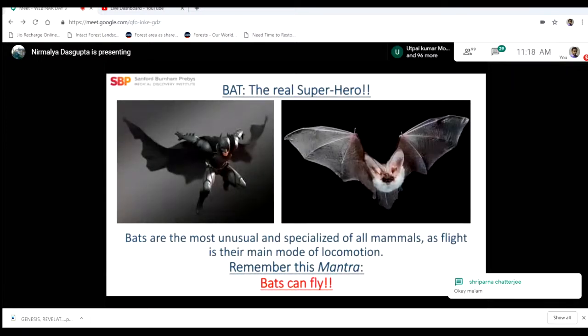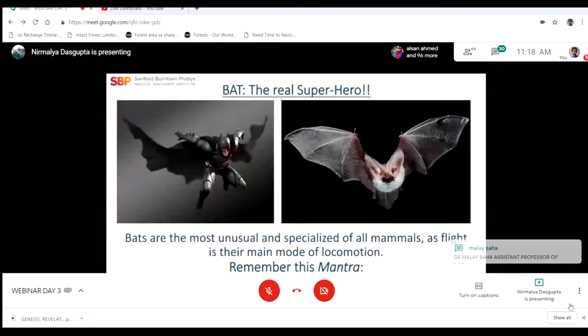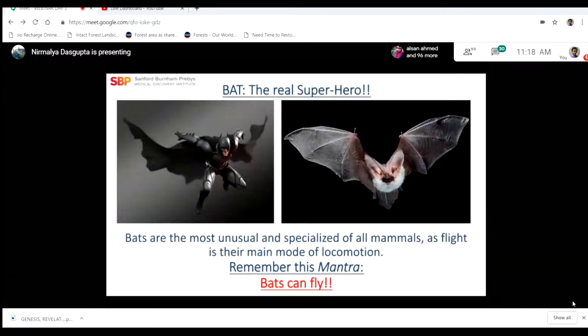We all know the fictional superhero Batman, but I think the bat is a real superhero. The bat order, the Chiroptera order, is a real superhero. Why? You will understand when I present this. First, bats are the most unusual and specialized of all mammals, as flight is their main mode of locomotion. So this is the central theme. Remember this. In each slide, just remember that bats can fly. That's the central theme of this topic.